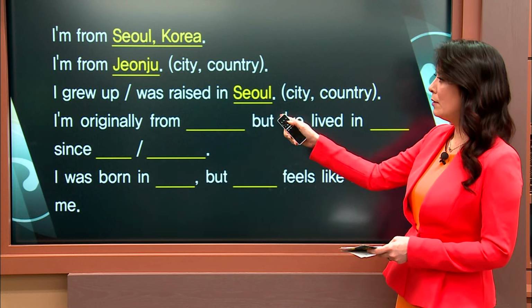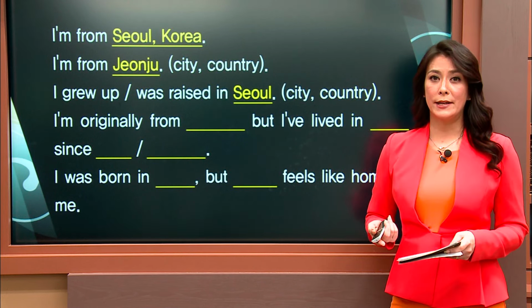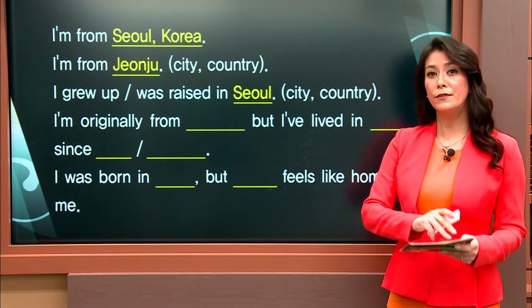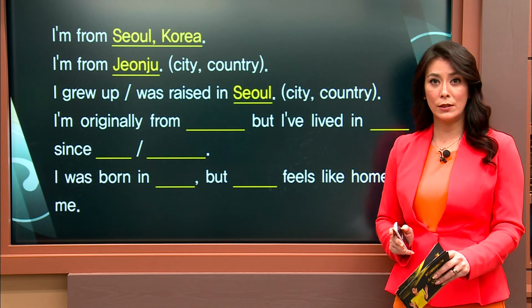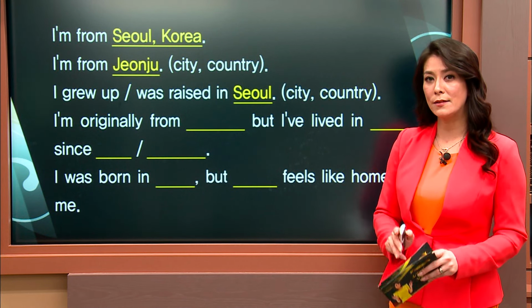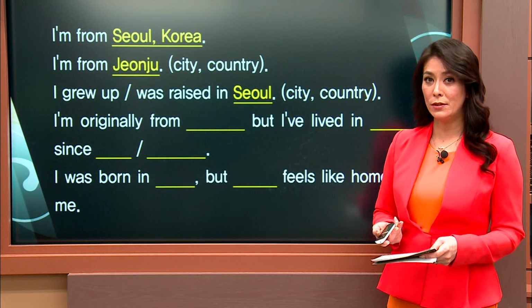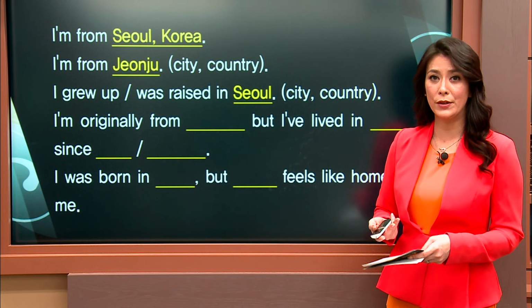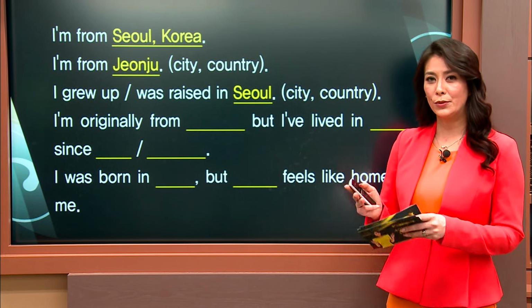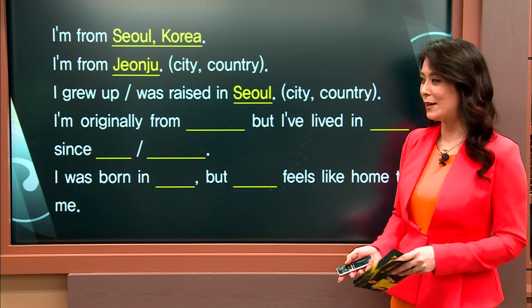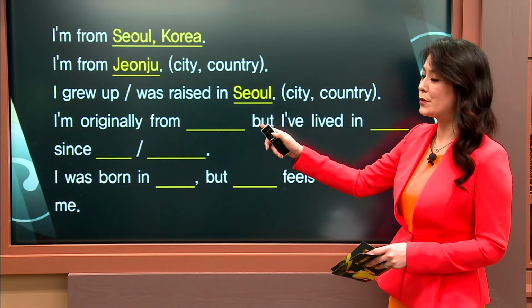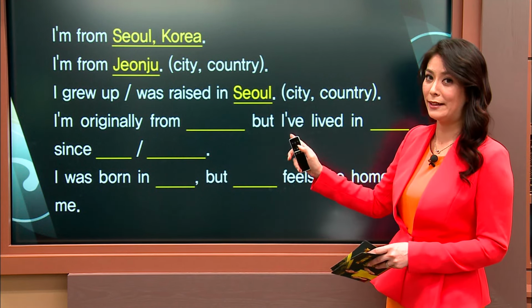Let's say, for example, you were born in the US, but your family moved to Seoul when you were 2 years old, and you were raised in Seoul until you were 10 years old, or even perhaps until you were 20 years old. You grew up. When you say you grew up there, you can say I grew up or I was raised in a place.